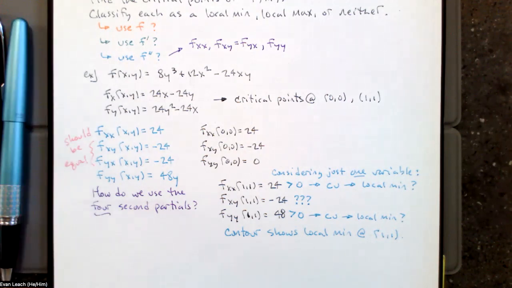So looking at the contours, that suggests that there's a local minimum at 1, 1. That's good. It matches what we thought about when we just considered a single variable. Concave up in the x direction, concave up in the y direction. I don't know what this mixed second partial is. We're leaving that one aside to see if we could just look at x, x, and y, y. And so that suggests that there's some kind of local minimum happening at 1, 1.